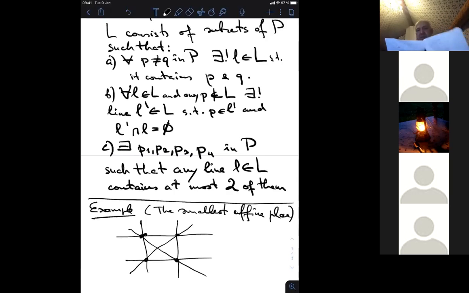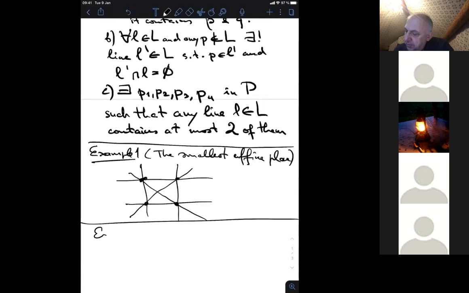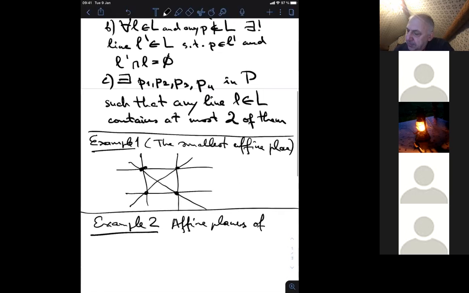Now, another example, a more general thing, would be related to the so-called finite fields. So this would be example 2, affine planes of finite fields. Let me recall briefly. Hopefully you know what a finite field is. So a finite field is the following thing.